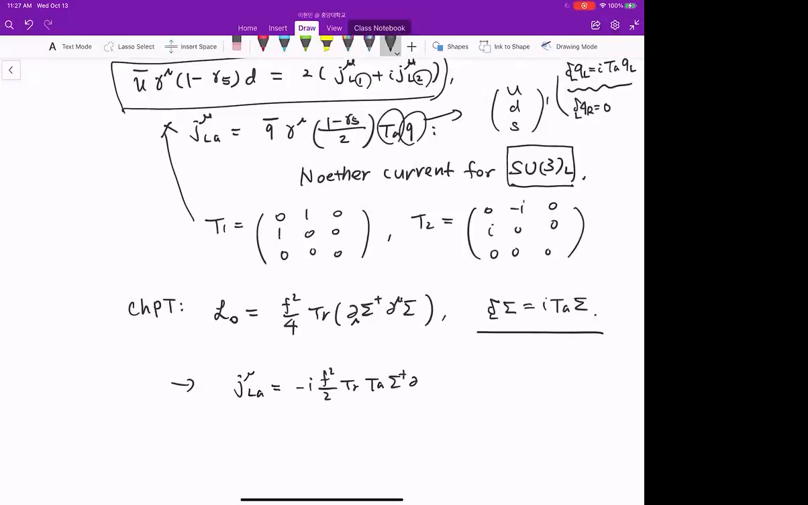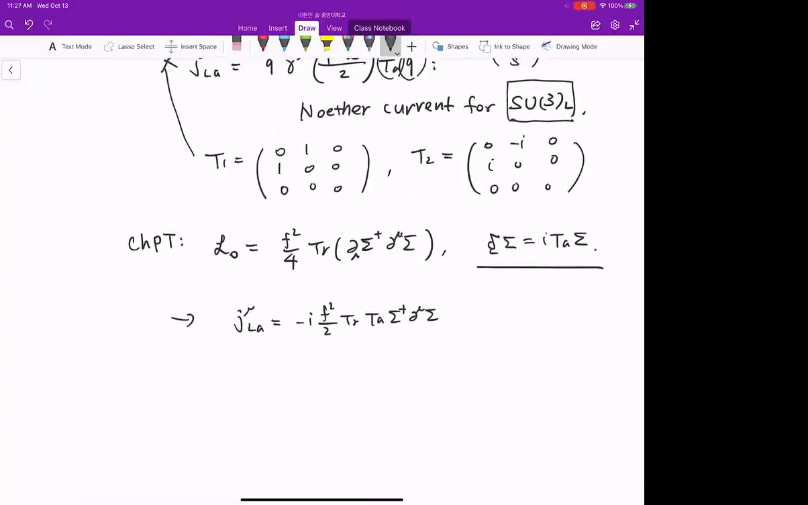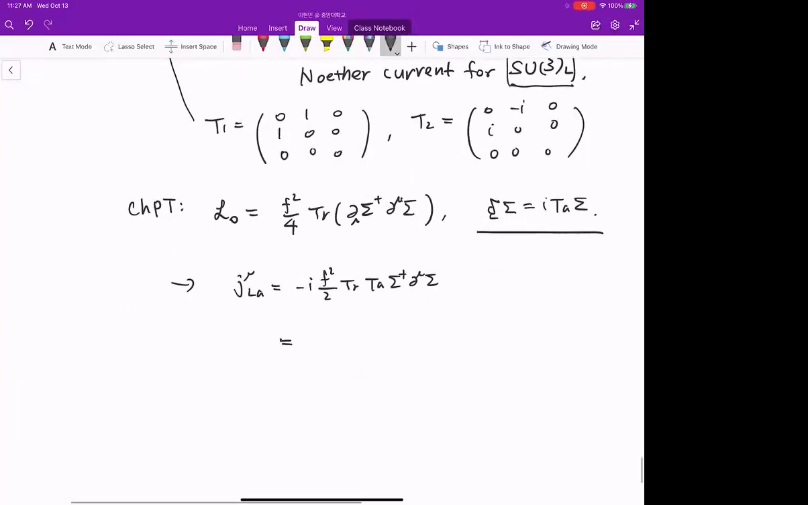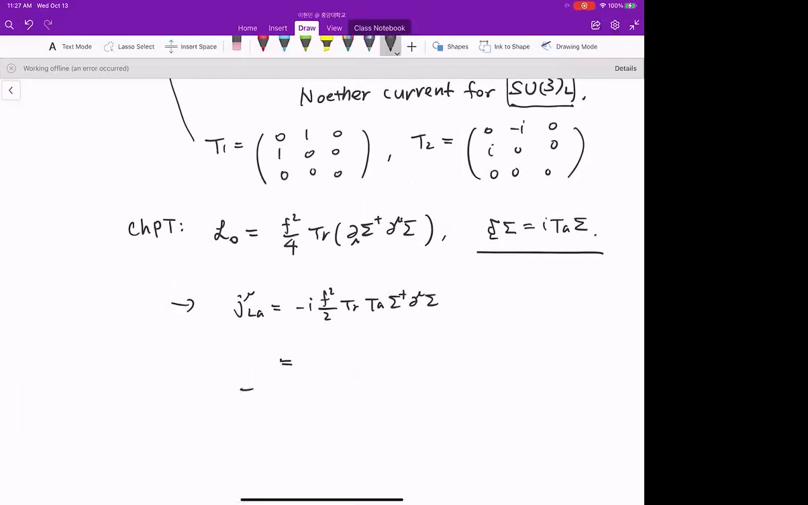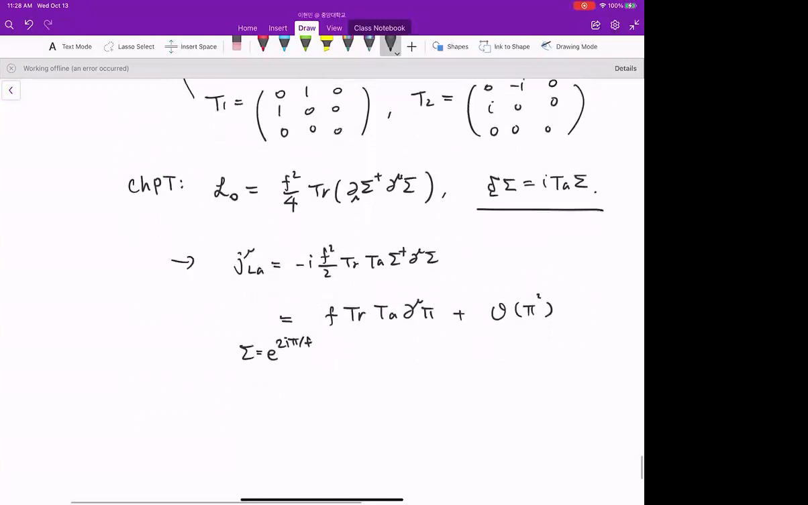You obtain this Noether current, and if you expand it, so again pi on sigma equal to e to the 2i pi over f, you just expand it again to pick up the leading non-trivial part, and you can get this one, and there are higher order terms up to pi squared, the Noether current, okay?